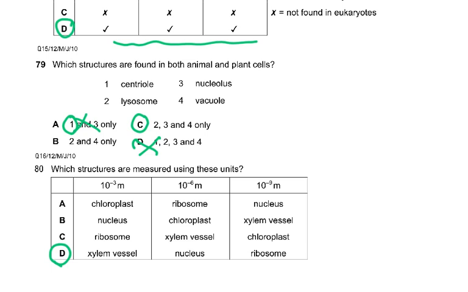80, which structures are measured using these units? Chloroplast, ribosome, nucleus, 10 raised to power minus 3, 10 raised to power minus 6, 10 raised to power minus 9. And the only answer was xylem vessels, nucleus and ribosome. You have to know these, and you've got to become very comfortable with this.